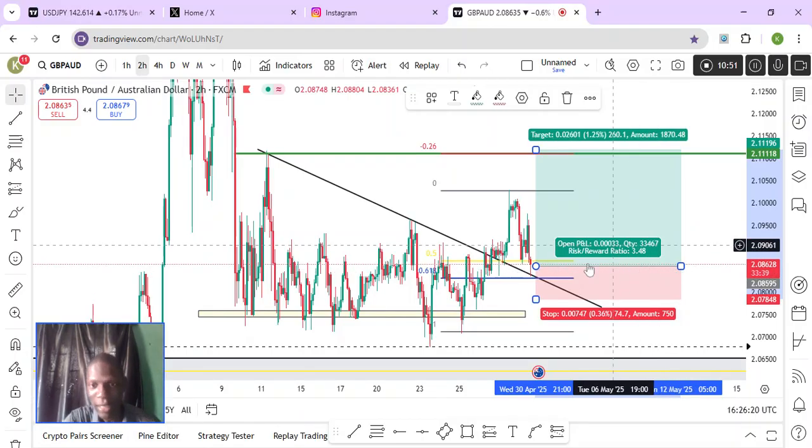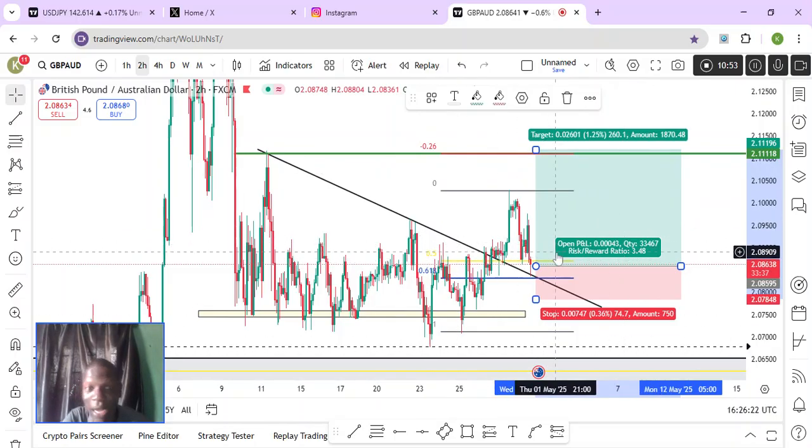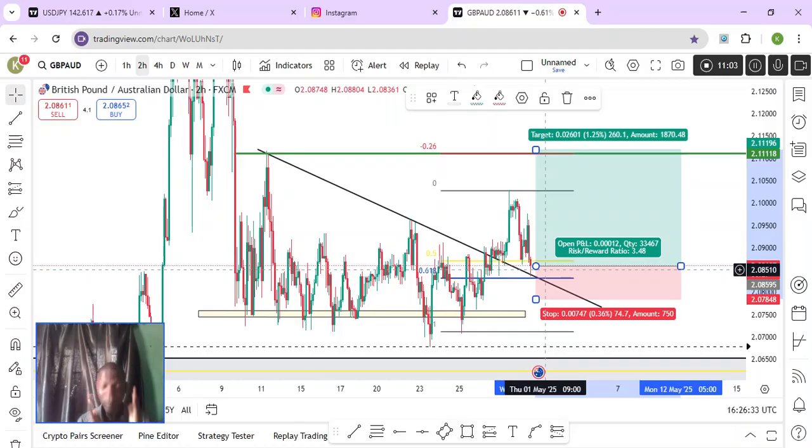As you guys can see, this current candle is already pulling back, which is very nice. So what we are going to do is wait for just 2 hours. And because of this trade, guys, I'm going to release this video immediately after I'm done recording, because of this particular GBPAUD trade.